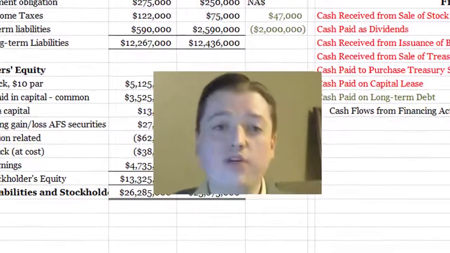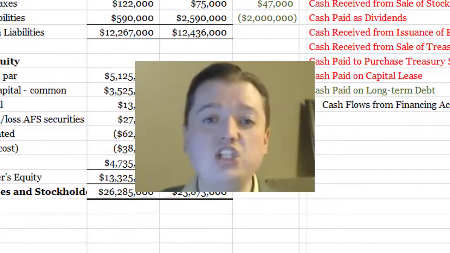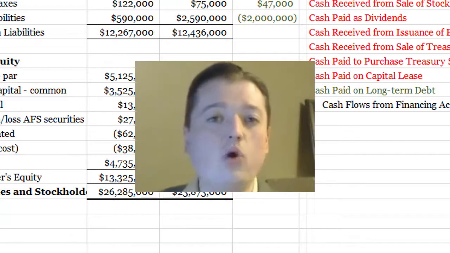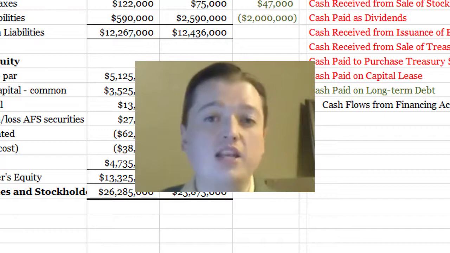And now that we're done with all of that, we can start finishing the process, finishing up our worksheets, checking balances, and building our statement of cash flows. That's where we're headed in our next segment.